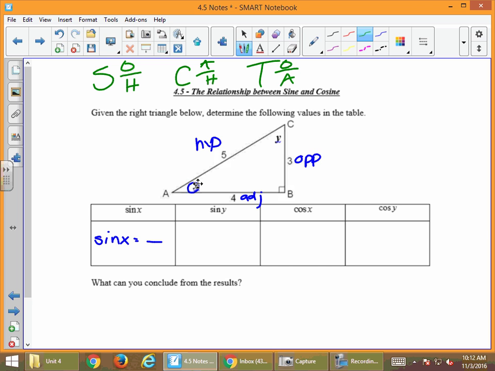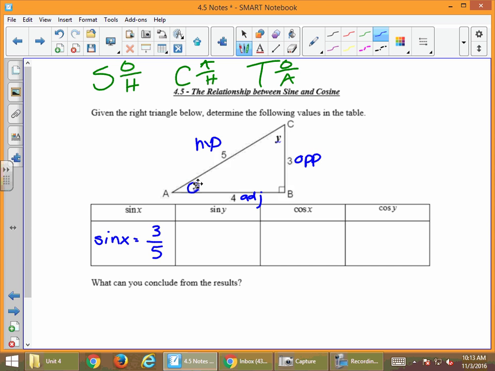Opposite over the hypotenuse. So what would that fraction look like? What's our opposite? 3. What's our hypotenuse? Well, as we always do with fractions, we're solving. We just want to, what do we always have to do with fractions? Simplify. Can we simplify 3 over 5? Nope. Just leave it. We're going to skip this square for right now so we don't have to relabel everything.